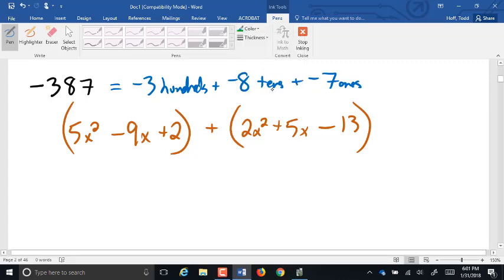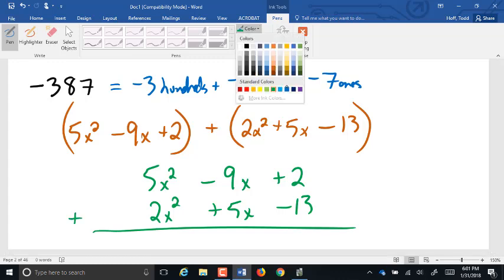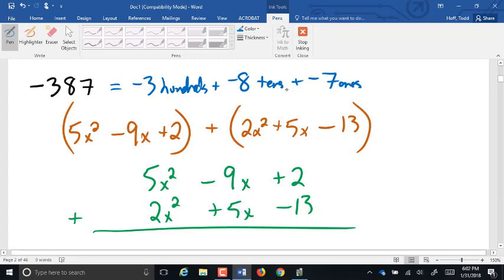And we would still go ahead and just line them up like we do whole numbers. We'll rewrite that first one, 5x squared minus 9x plus 2, 2x squared plus 5x minus 13, and we're adding. And here's where those negatives can give us a little bit of a struggle.